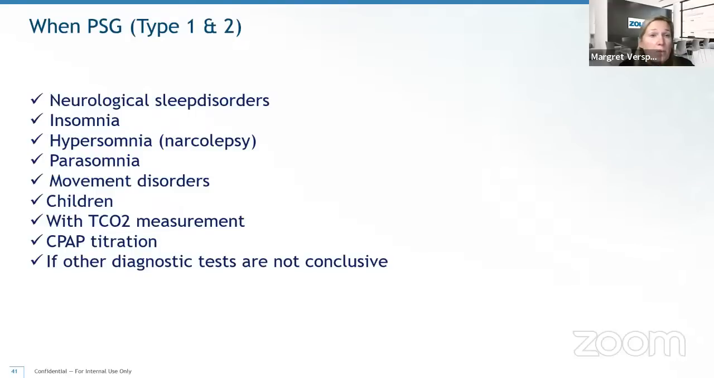And you can do a type 1 and a type 2 if other diagnostic tests are not conclusive. So sometimes you do a type 3 because you think the patient has sleep apnea, and then from the type 3 test you think, okay, there's maybe no sleep apnea, but there are other things going on. And we really want a PSG, a type 1 or a type 2.